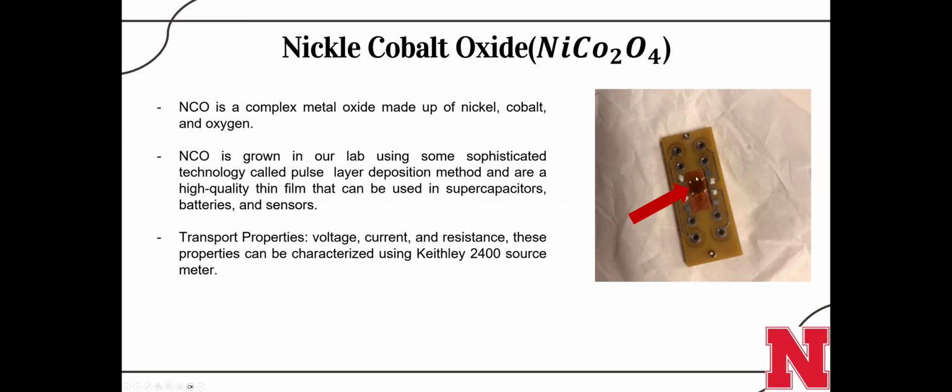And this piece in the middle right here, this square thin film, that would be the NCO. It's about 23 nanometers thick, which is super small. Its transport properties are voltage, current, and resistance, and these properties can be characterized using the Keithley 2400 source meter.